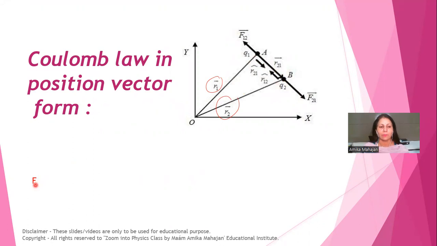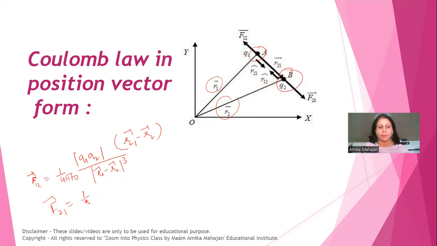So already in the last video, we have done that the force on 1 due to charge Q2 will be 1 by 4 pi epsilon naught, magnitude of Q1, magnitude of Q2 divided by, now the final point is A, the force is acting on Q1. So the final point is A, so the position vector is R1. So final position vector minus initial position vector, cube in the denominator, then in the numerator it will be R1 minus R2 vector, already done.